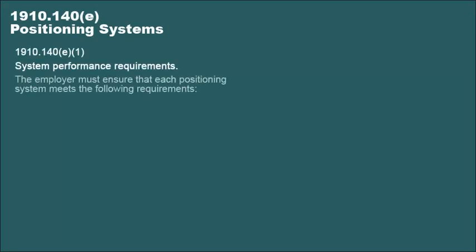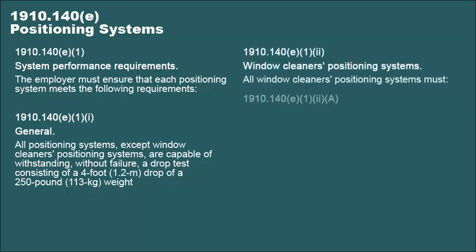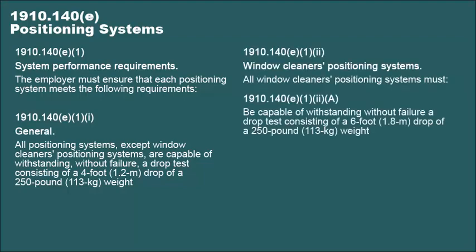1910.140(e) states employers need to ensure that each of the following criteria is followed for positioning systems. All positioning systems should withstand a drop test of 4 feet and a drop weight of 250 pounds. This does not pertain to window cleaners. Window cleaners' positioning systems must be able to withstand a drop test of 6 feet and a drop weight of 250 pounds, along with no failure.